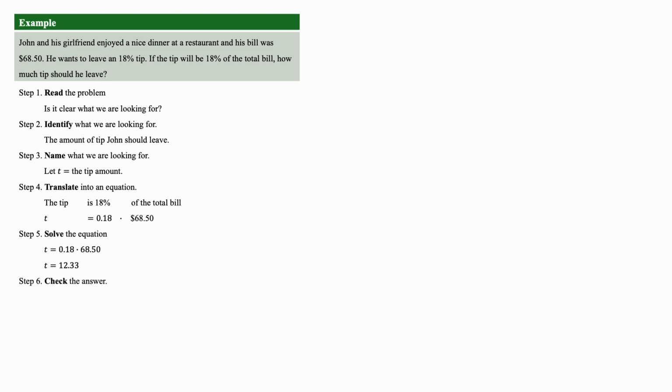Now let's check to make sure that this answer is correct and that it makes sense. And yes, it does make sense because 20% of 70 is simply $14. So just rounding up and finding what is pretty close to it. So let's answer the question. The tip John should leave is $12.33.